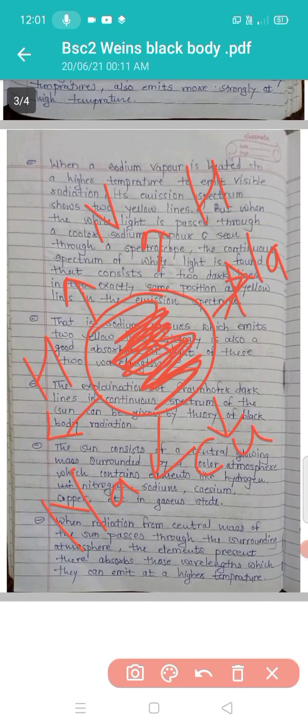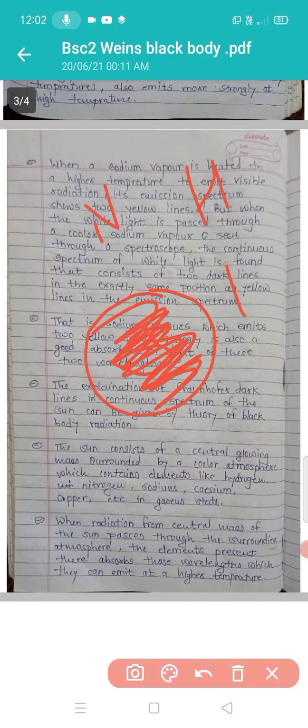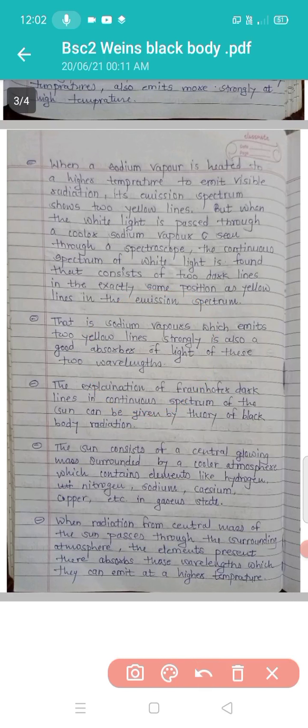One of the importances of black body radiation is to know the temperature of a star, through the relation between the temperature and the wavelength of the peak, called Wien's law.